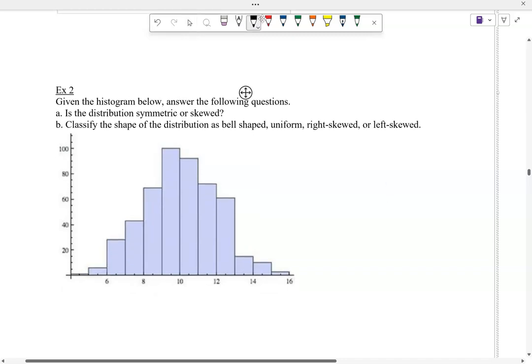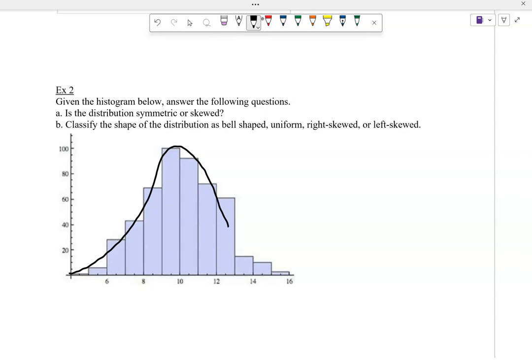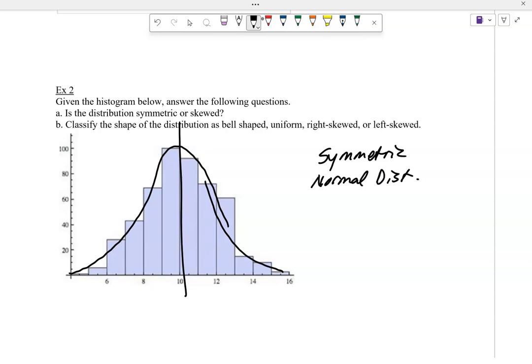Let's look at this one here. If I was trying to draw this as best I could, this is a little bit more normal or symmetric, right? It's about the same on both sides. So this is a symmetric, normal distribution. In other words, it's bell-shaped or bell-curved.